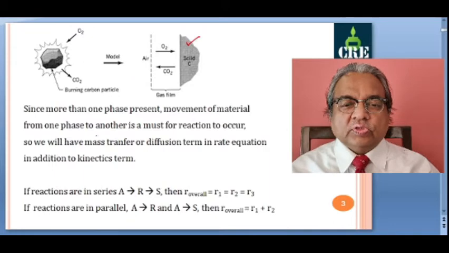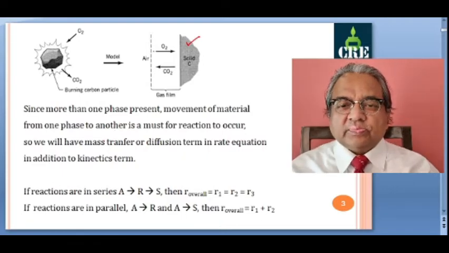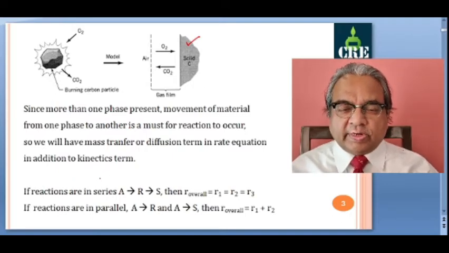So here we have more than one phase present. So the movement of material from one phase to another phase is a must for the reaction to occur. That means this oxygen from the gas phase must reach the solid surface in order to react with this solid, and that is only possible when this will overcome this resistance. So we will have here mass transfer or diffusion term and the kinetics term, both the terms in the rate equation. So you are familiar with this as we have seen gas solid and gas liquid reactions earlier.